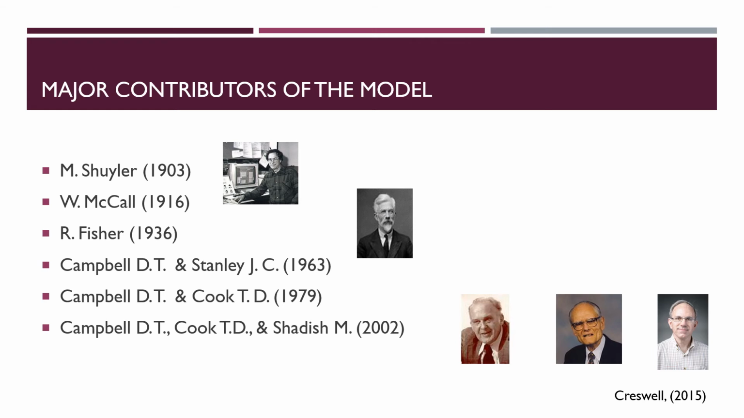Campbell and Stanley in 1963 identified 15 main types of experimental designs. Campbell and Cook in 1979 added the importance of threats to validity to the designs. Finally, in 2002, Campbell, Cook, and Shadish refined the major experimental design characteristics according to the potential threats and the statistical procedures. As you can see, experimental design has been around for a while, and it has been developed throughout the years to include more features, making it more valid.